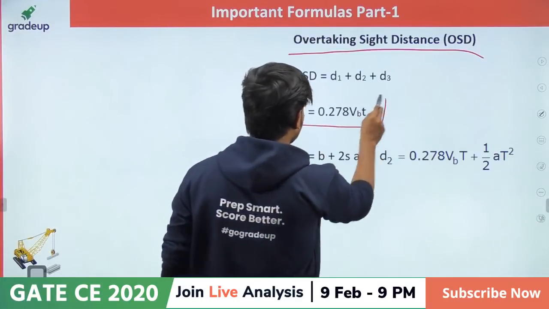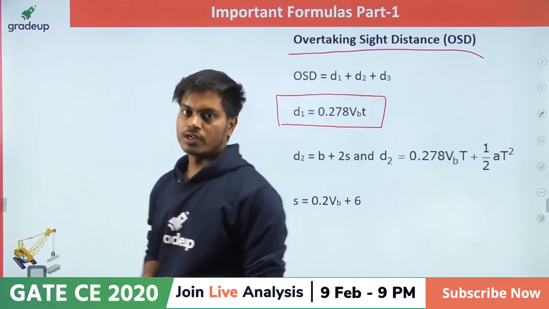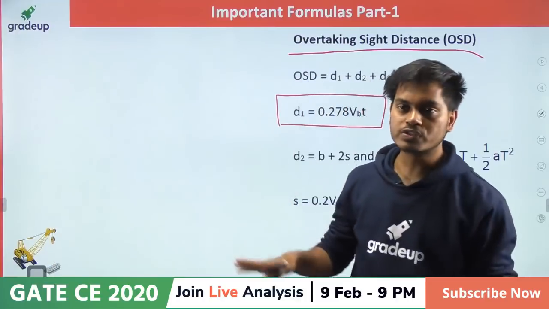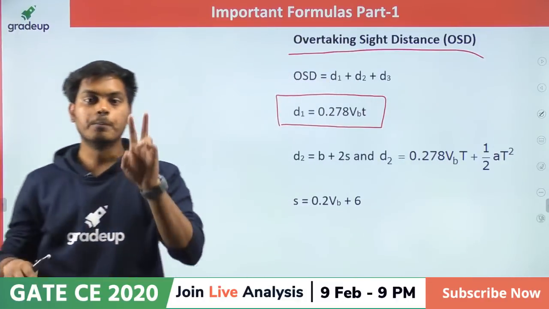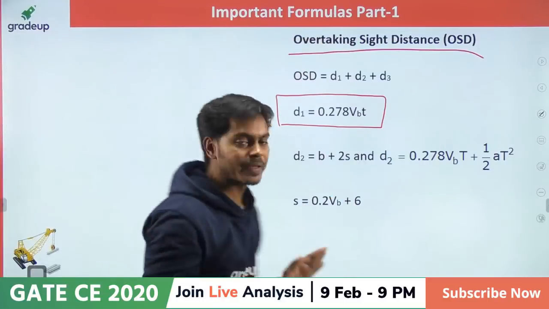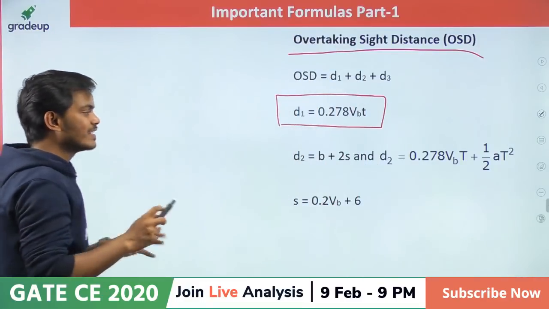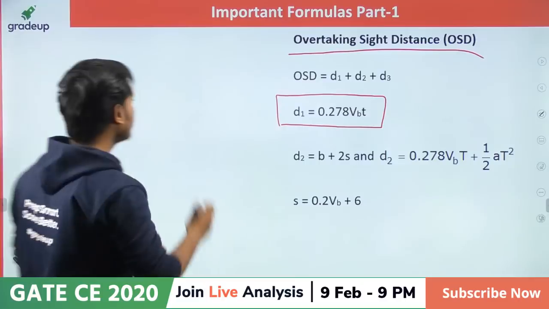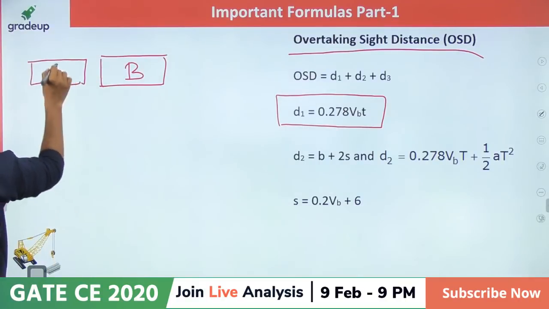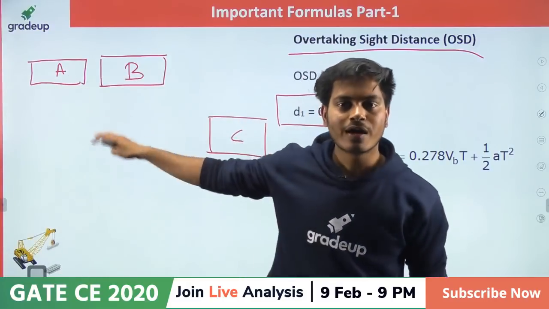So D1 you can simply get by this. Always remember which velocity you have to use. For D1 and D2, we are going to use the velocity of vehicle B, because I have to overtake that vehicle. In this whole picture of OSD, you have to deal with 3 types of vehicle. One vehicle is this, name it as B. One vehicle is this, name it as A. And one vehicle is this, which is vehicle C. So you have 3 vehicles here.